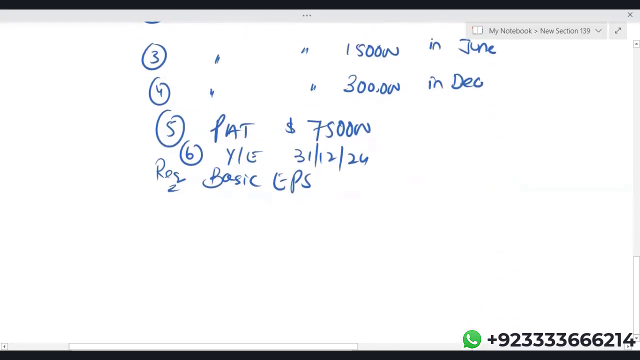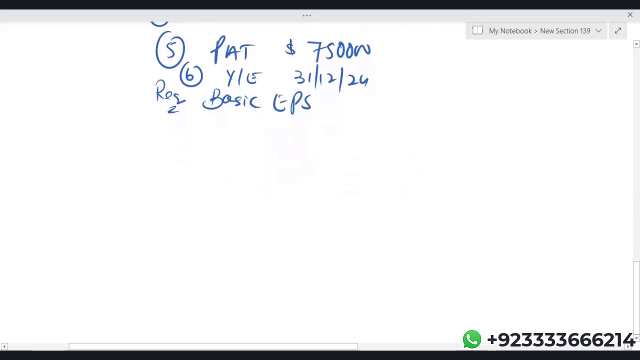Let's try. How do we calculate weighted average ordinary shares? Even though we know that IAS 33 will not be tested in section C, IAS 33 is examinable in section A as well as in section B. So obviously you have to know each and everything about IAS 33.